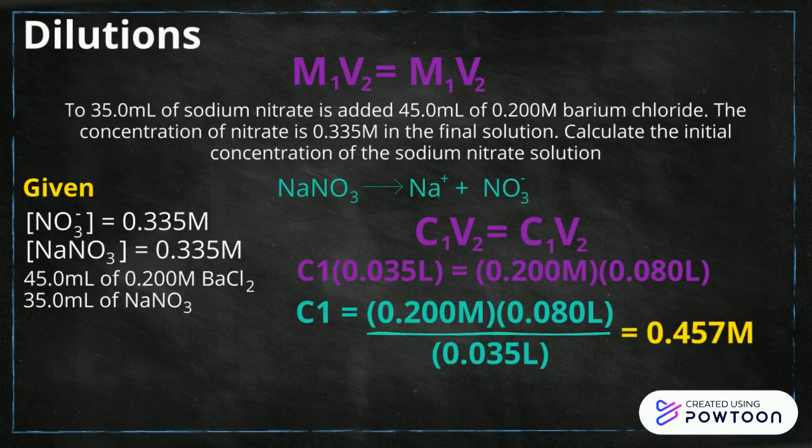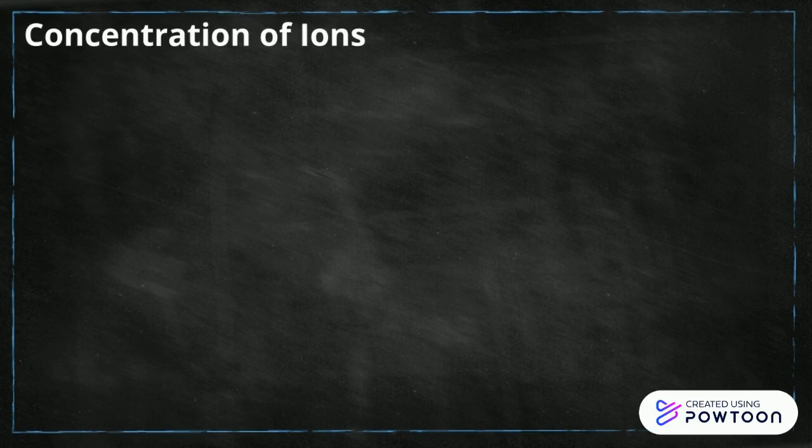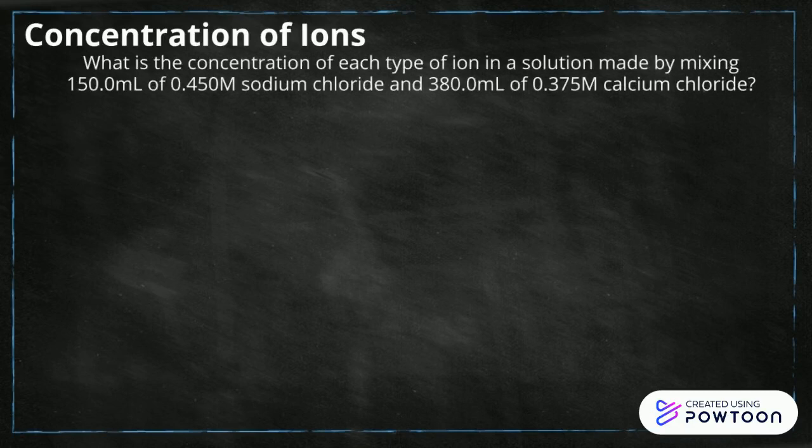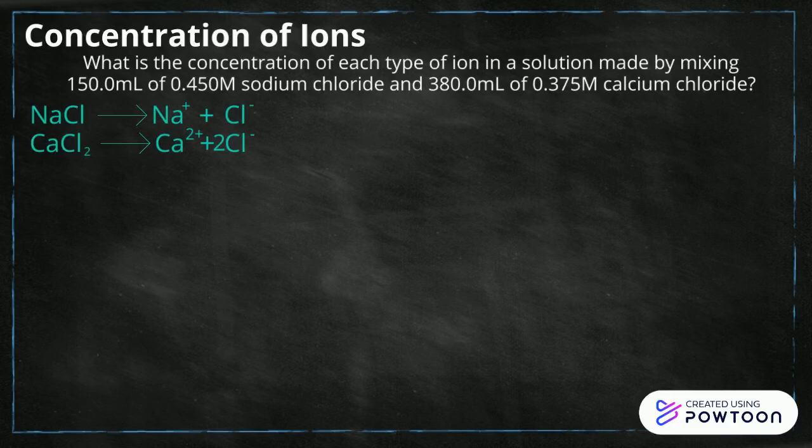Moving on to concentration of ions, what is the concentration of each type of ion in a solution made by mixing 150.0 milliliters of 0.450 molarity sodium chloride and 380.0 milliliters of 0.375 molarity calcium chloride? To solve this question more easily, we can assume that no reaction occurs. It is simpler to deal with them separately using the C1V1 equals C2V2 formula.